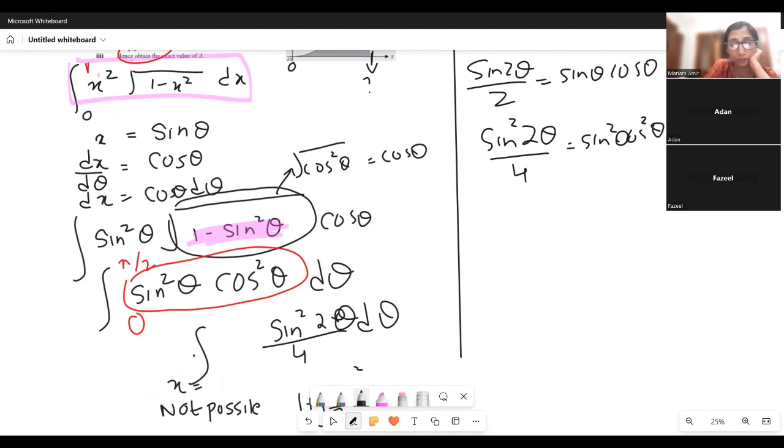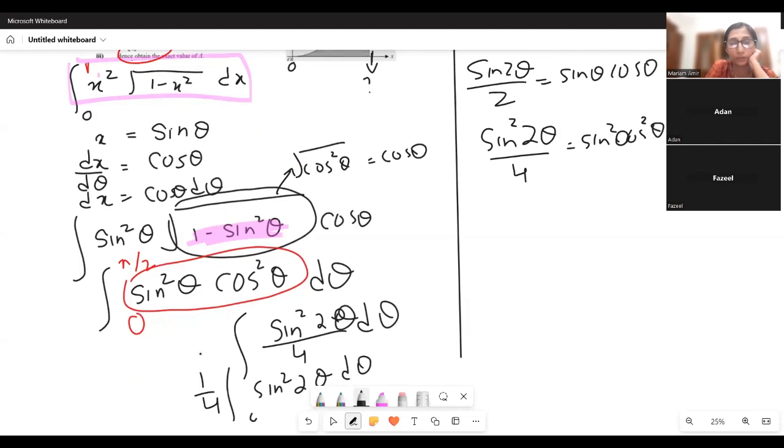But now I don't need to send a new link. So we get the required form. Write 1/4 outside, and inside we have sin square 2 theta d theta, and the limits are 0 to pi by 2.